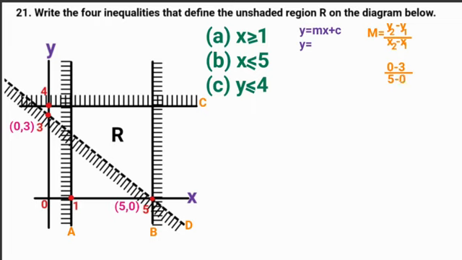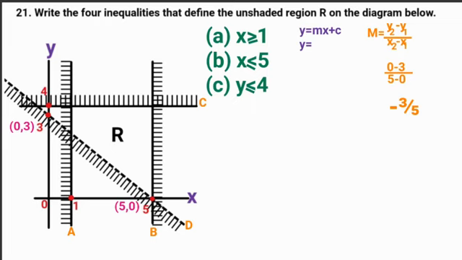Then let's work out that 0 minus 3 will give us negative 3. Then 5 minus 0 will give us 5. So we're going to have negative 3 over 5. That will be the gradient. So the gradient is negative 3 over 5. So we come back here to the middle.